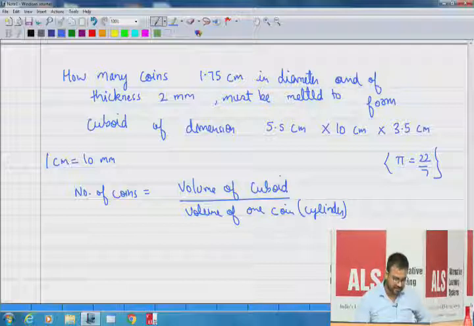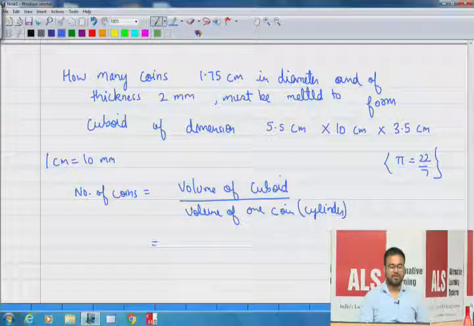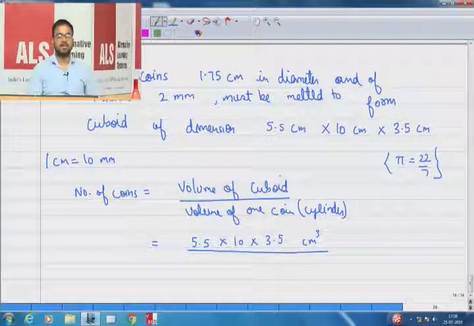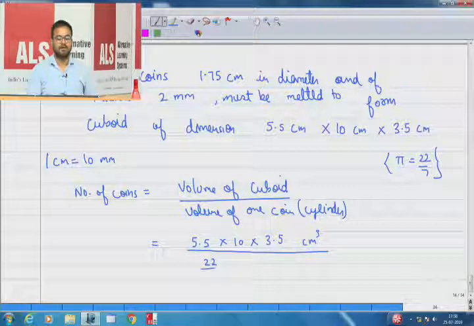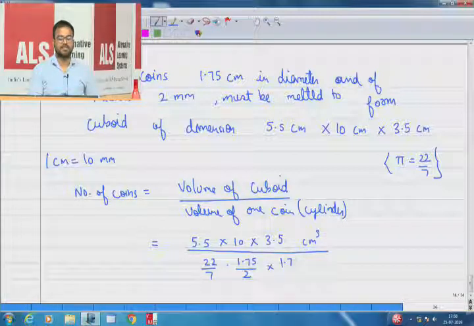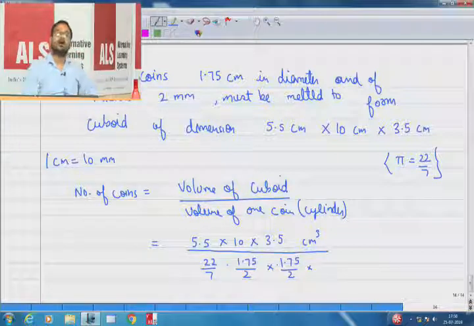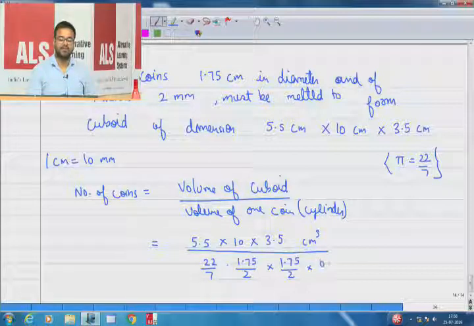No, 4 is not the answer. See, the volume of the cuboid is 5.5 into 10 into 3.5 centimeter cube. All of them are in centimeter. For the cylinder, pi r square. Now the diameter is 1.75, so the radius is 1.75 by 2, into 1.75 by 2, pi r square h. h means the thickness. Now 2 millimeter, how many centimeters is that? 1 millimeter is 1 by 10, so it is 0.2 centimeter.